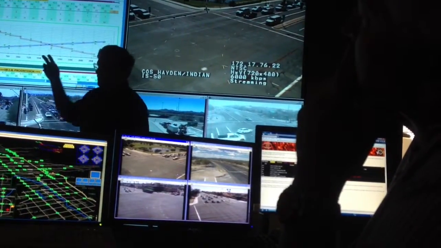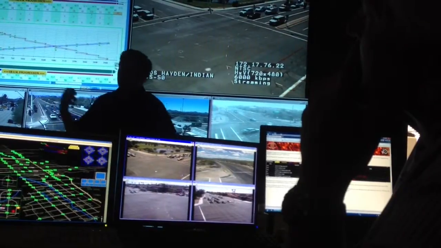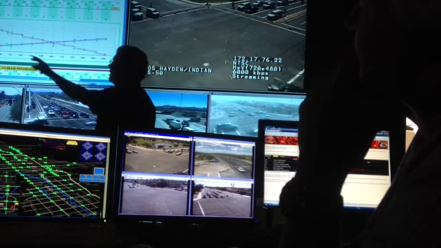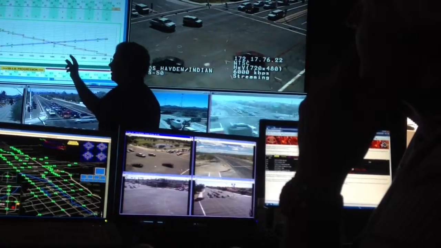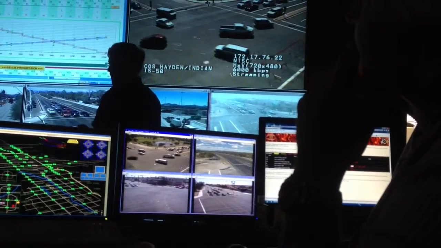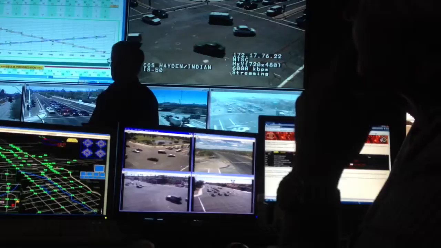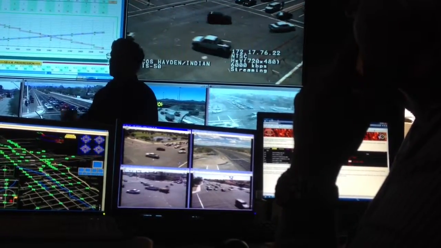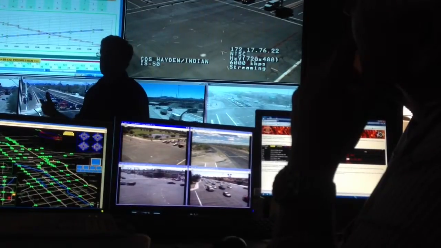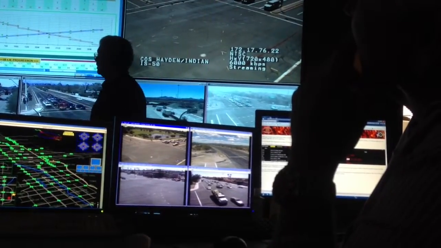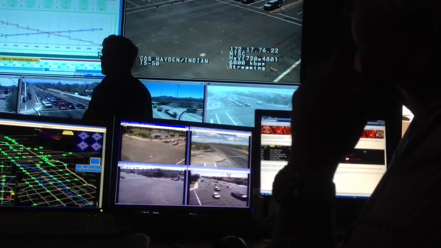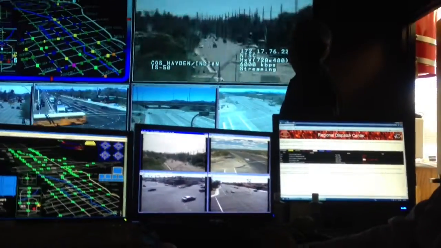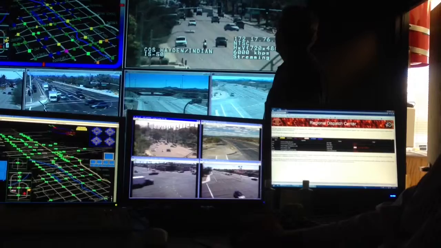In Scottsdale, none of those factors come together very well. In order to get perfect two-way progression on Hayden Road, I would have to have a progression speed of 30 miles an hour and a cycle length of 120 to get everybody through, because Hayden's one of our busiest roadways. Nobody on Hayden Road wants to drive 30 miles an hour. Oh my God. Wow.